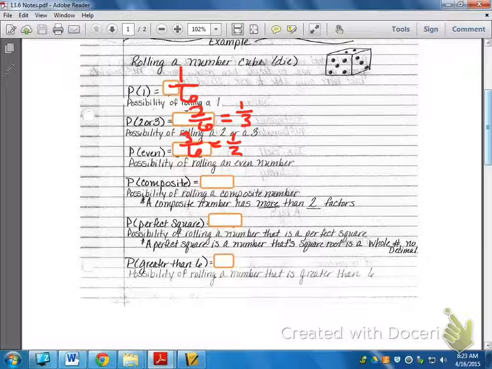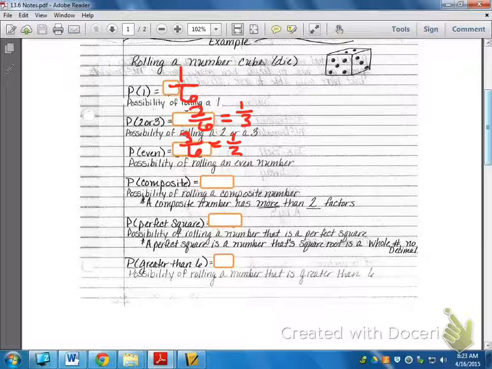Okay, now they're getting a little more complicated. So this isn't your typical one that you've learned before. Probability of rolling a composite number. That means you have to know what a composite number is. And it tells you right there. Composite is kind of the opposite of prime. Composite is a number that has more than 2 factors. A prime number has exactly 2 factors, one and itself.